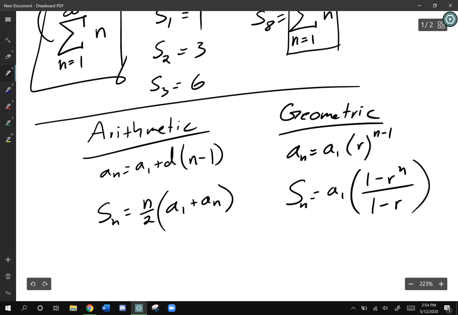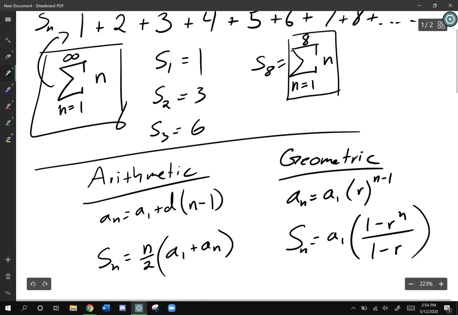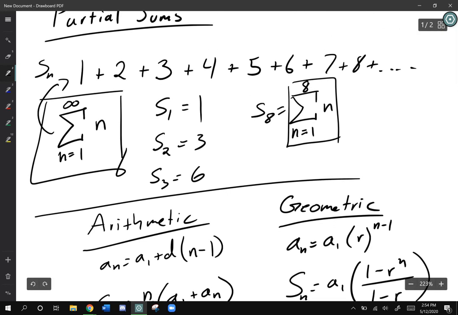Okay, and these are only infinite, and that's what a partial sum is. It's asking you to find the value of a finite series from an infinite series. And these things can get really, really cool.